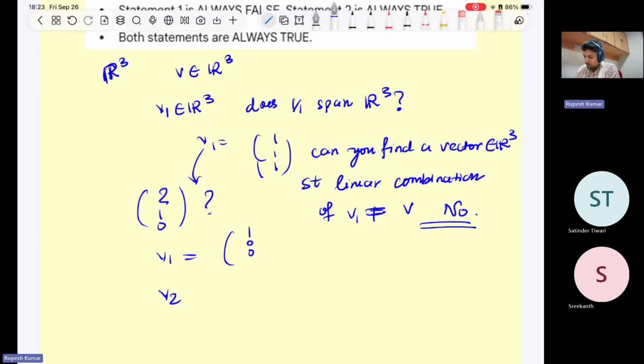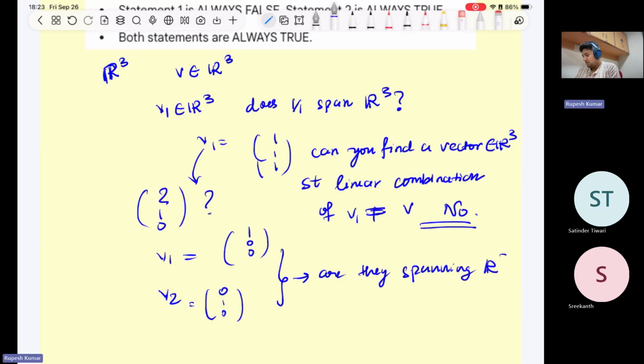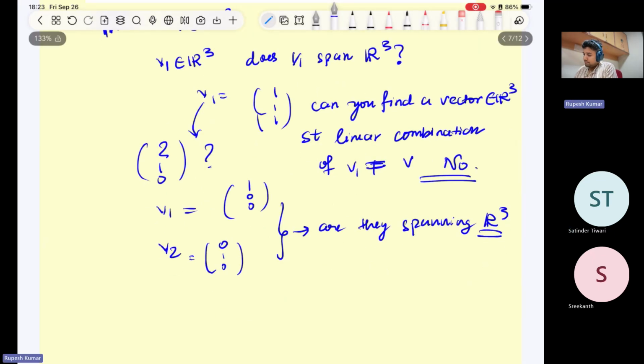Now let's say I have two vectors, V1 and V2. V1 is 1, 0, 0. V2 is 0, 1, 0. Are they spanning R3? By span, what I mean is we should be able to reach all the vectors present in the R3 space. So all the vectors in R3 should be accessible from the linear combination of these two vectors. I have an example where it won't work: V equals 0, 0, 1. No linear combination will work, right?